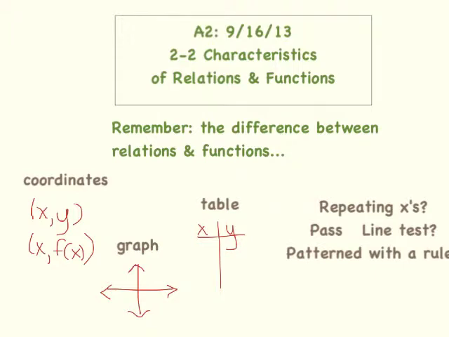Now the big defining thing between relations and functions, this is the difference. They both can have coordinates, they both can be graphed, they both can have a table, but only one of them can have repeating x values. Only one of them can pass the vertical line test. And really, only one of them can be patterned with a rule. Later on, we'll learn some exceptions to this.